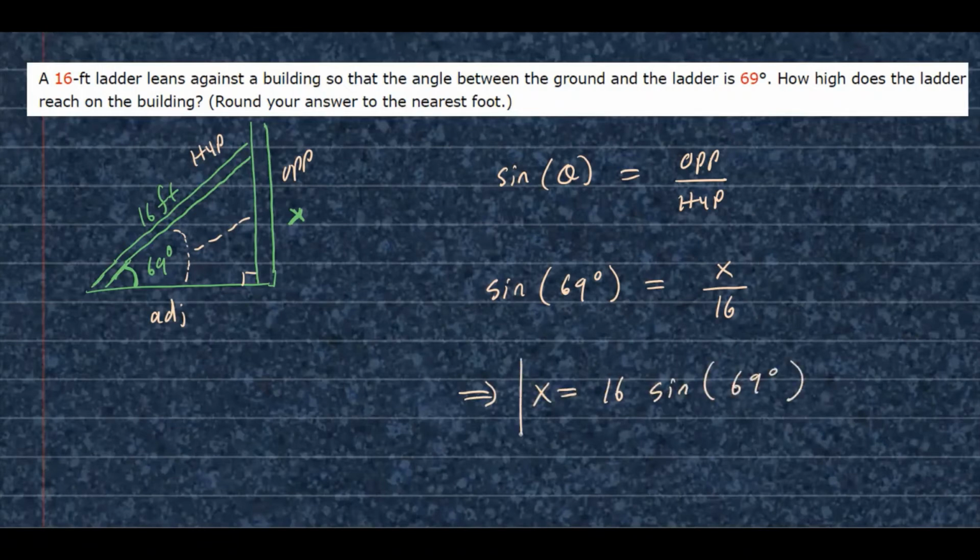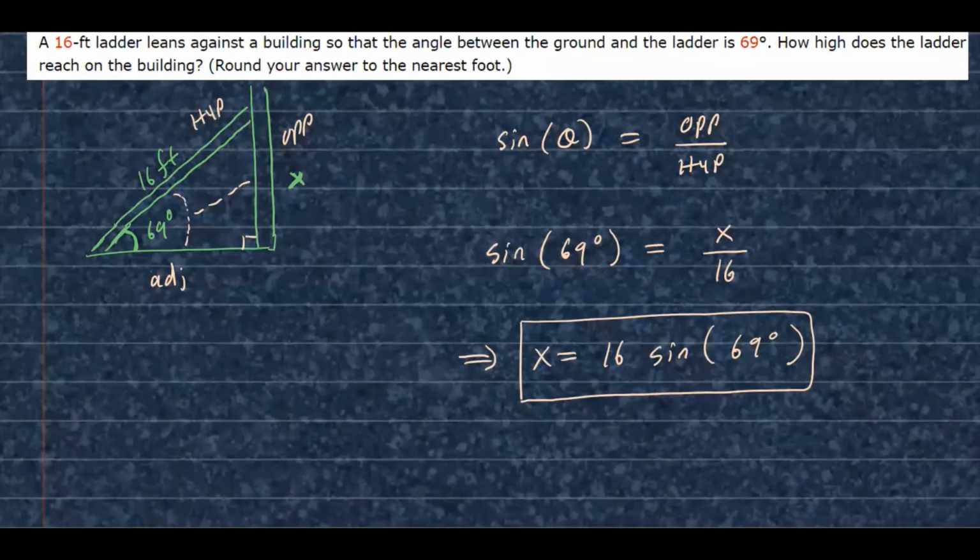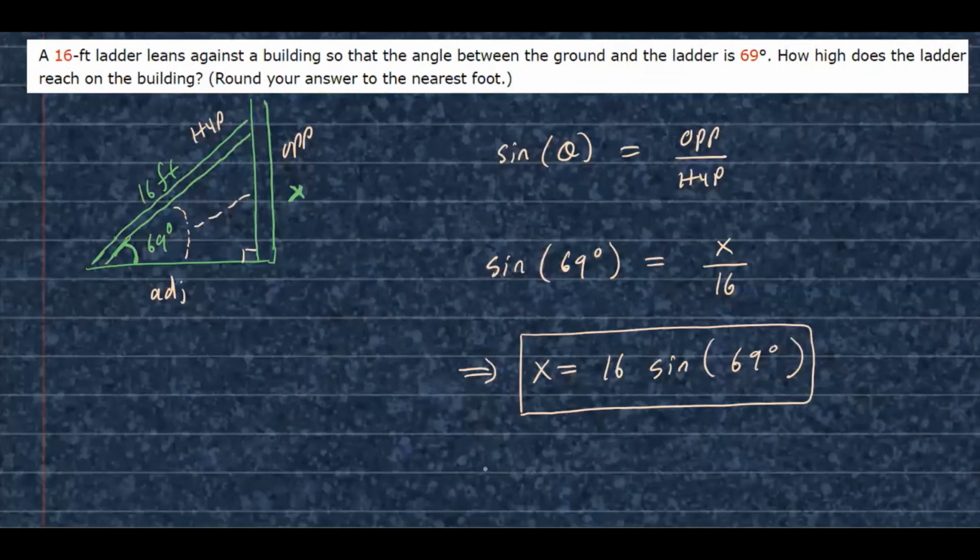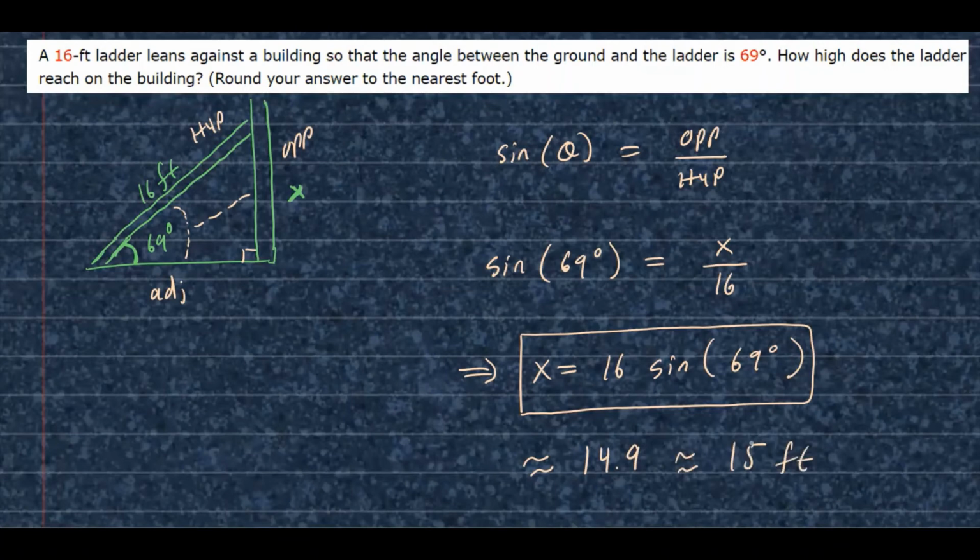Now this is an acceptable answer if you don't have a calculator, but if you do have a calculator, go ahead and plug this in your calculator. You'll see that this will estimate to about 14.9, which we can estimate to 15 feet. So that's how high the ladder reached on the building. Okay, let's take a look at the next example we have.